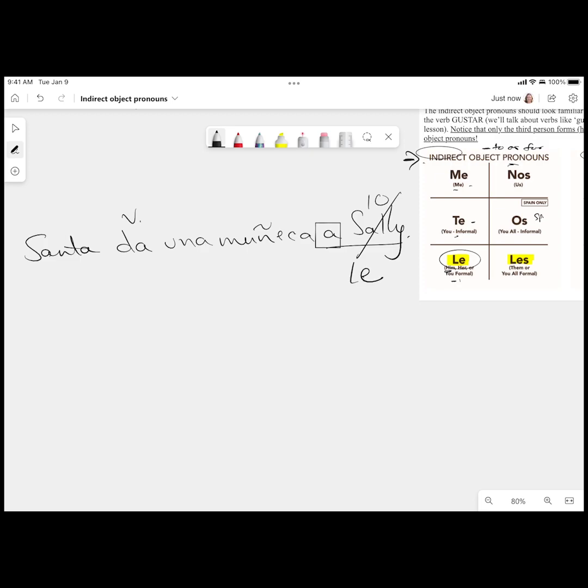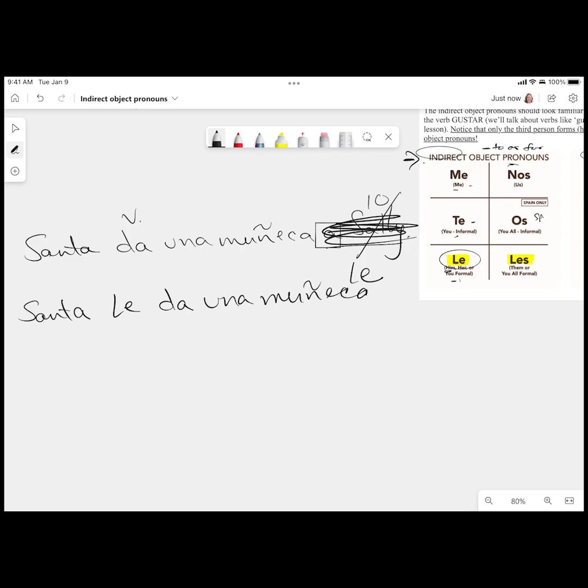Again, it's le. Step 4, reorder my sentence. Don't conjugate the verb. We're not answering a question. We're leaving the sentence the same. We're only replacing Sally. Santa. Indirect object pronoun should come next. We're replacing Sally. Then my conjugated verb, una muñeca.